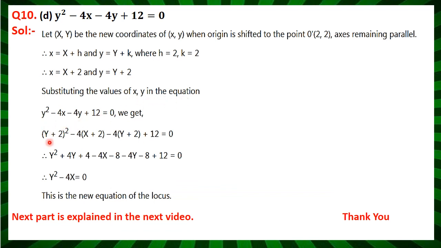So y² will become (Y + 2)² - 4(X + 2) - 4(Y + 2) + 12 = 0. After expanding, Y² + 4Y + 4 - 4X - 8 - 4Y - 8 + 12 = 0. After cancelling some terms, Y² - 4X = 0 will be the required equation.